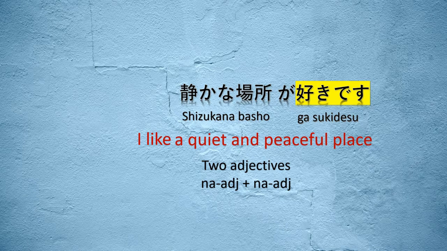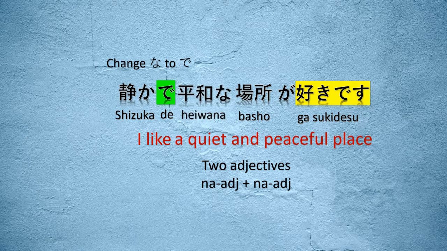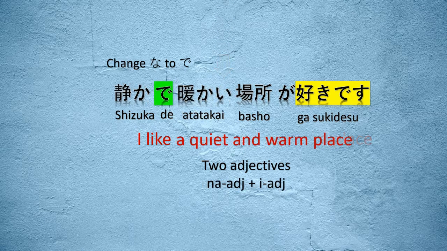Shizuka na basho ga suki desu. We put shizuka first here and then change the na to de and then add the word for peaceful. Because it is a na adjective, of course we add na before basho. What if it is an i adjective? Warm, atatakai. So here, again, shizuka de, we just change na to de, and then add atatakai.